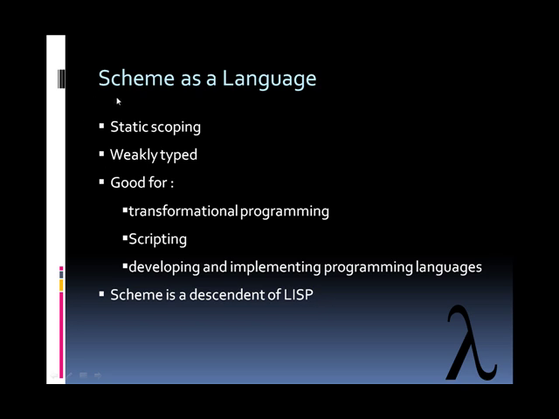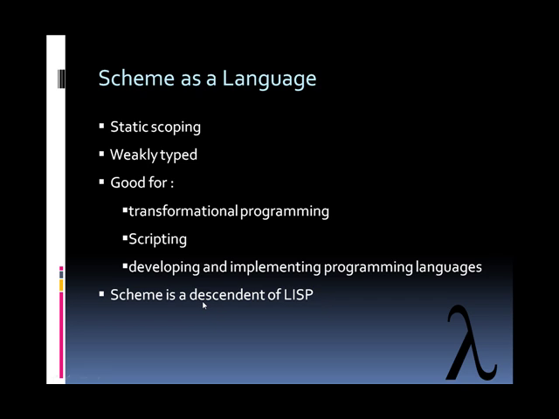When we consider Scheme as a language, it is a statically scoped and weakly typed programming language which is very well suited for transformation programming. In general, that is writing programs that write programs, or for writing programs that can easily be extended or customized. Scripting, the construction of new languages and application-specific programming environments, and so on, for developing and implementing programming languages, among other things. Most of the Scheme implementations are interactive, that is, interpreters, but there are also compilers available.